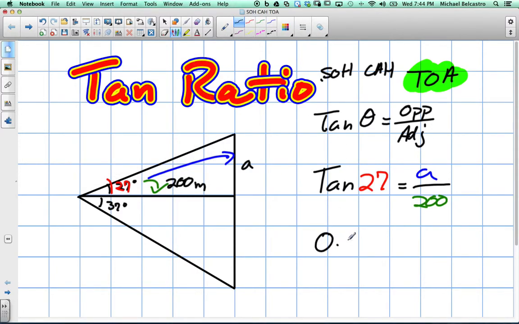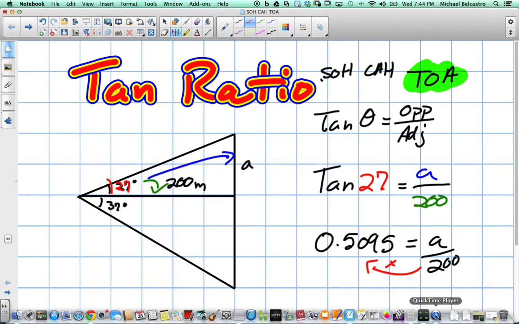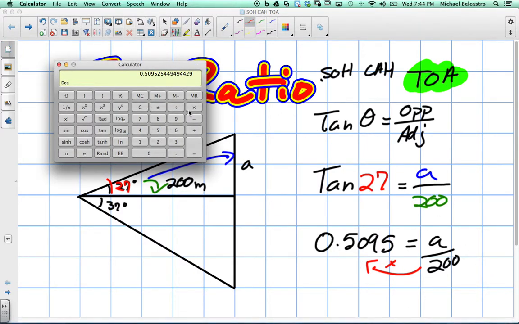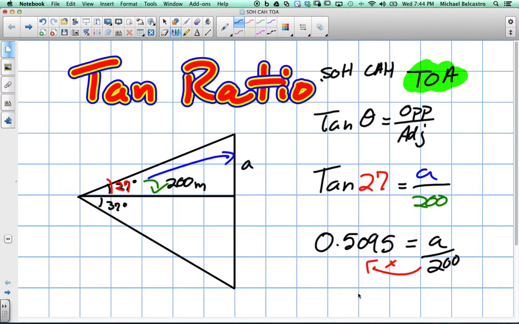So 0.5095 is equal to A over 200. Now to isolate for A, we bring the 200 over and multiply by it. So take that number in our calculator times 200, which is 101.9. 101.9 meters is our A. So we've used tan to solve for this side, 101.9.